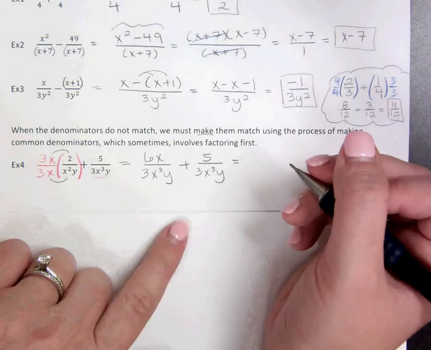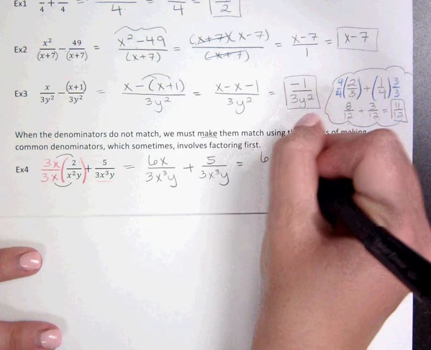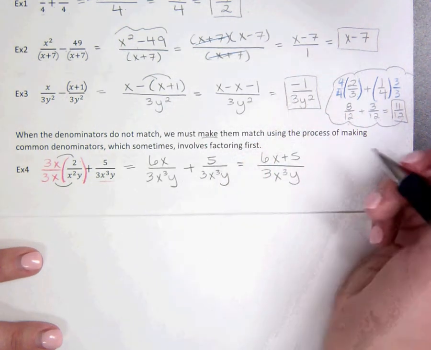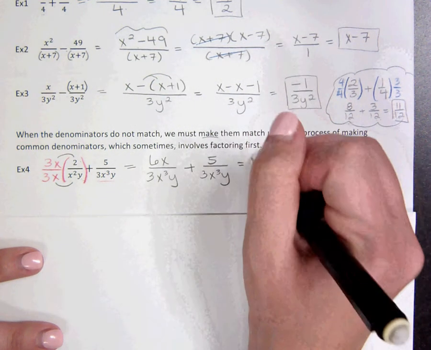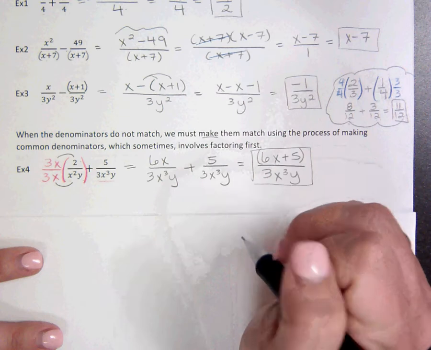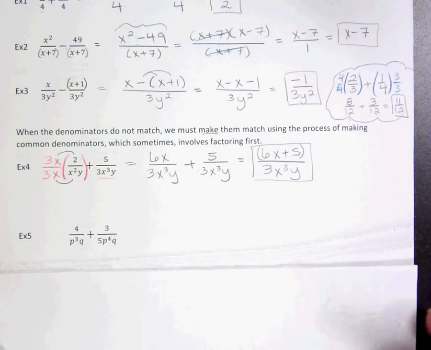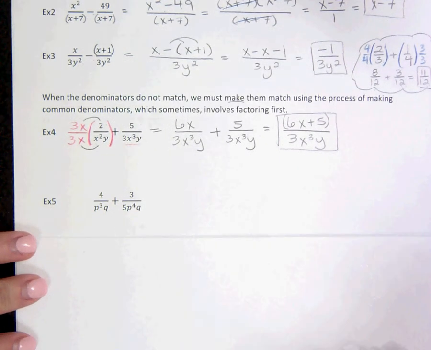Now that the denominators match, we can put the tops together, and we'll get 6x plus 5 over 3x to the third y. Remember, 6x plus 5 becomes a binomial, so we can't separate that, and that will be our final answer. If you'd like to try the next one on your own, it's extremely similar. You can pause the video, try it on your own, and see how you do.